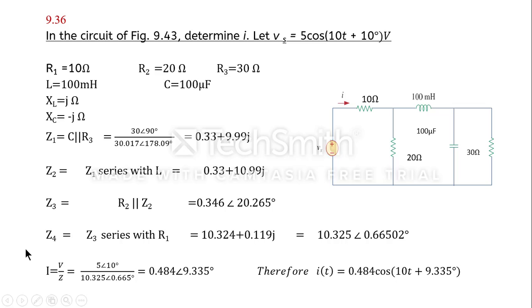Now at the end, as usual, we can find the current by dividing voltage by impedance, which is 5 with an angle of 10 degrees by 10.325 with an angle of 0.665 degrees, which gives an answer of 0.484 with an angle of 9.335. So therefore, i of t is equal to 0.484 cos 10t plus 9.335.